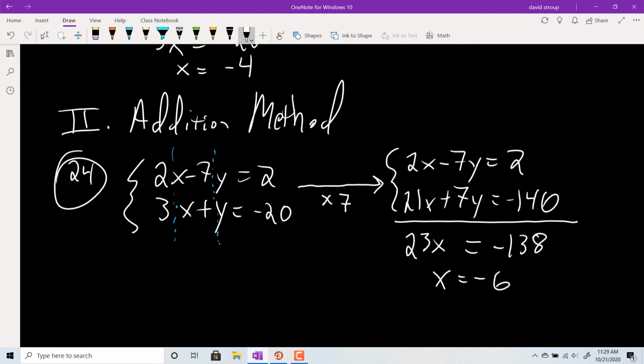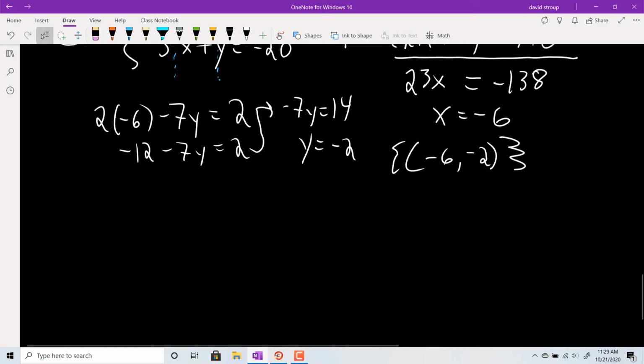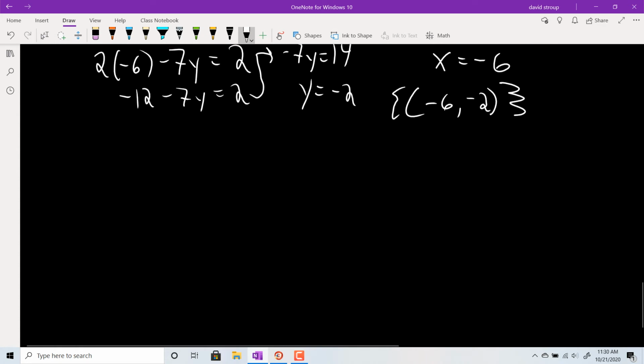Okay. Now for the back sub, you can use any equation that has both unknowns. I just pick the first one I see, the 2x minus 7y thing. So I have 2 times negative 6 minus 7y equals 2. So negative 12 minus 7y is 2. So I'll have negative 7y equals 14. So I'll have y is negative 2. Our solution, negative 6, negative 2, and we are good to go. Okay, let's try another one.